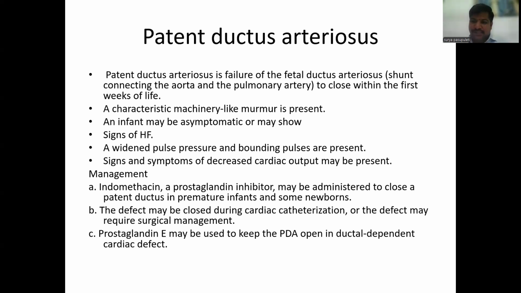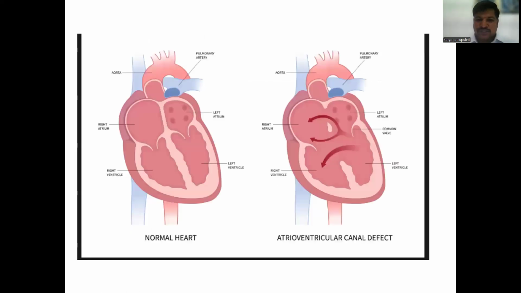The cell division in there will be enhanced through the prostaglandins that closes the ductus arteriosus, and the defect may be closed during cardiac catheterization. Prostaglandin E may be used to keep the patent ductus arteriosus open when it is associated with other defects. Usually indomethacin enhances the closure of the ductus arteriosus, and prostaglandin E keeps the ductus arteriosus open.